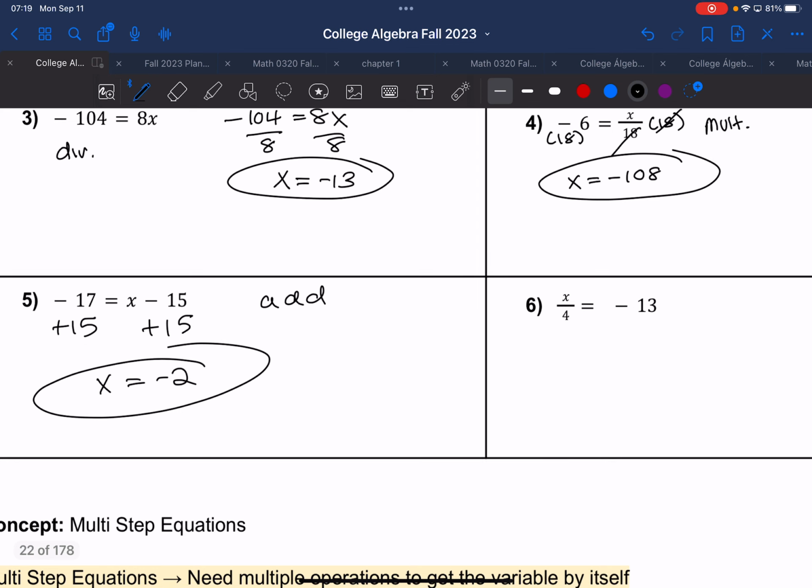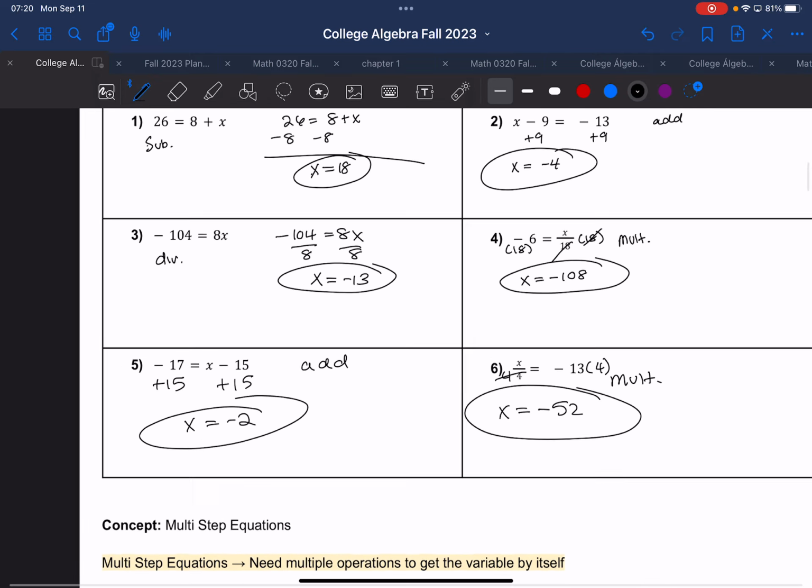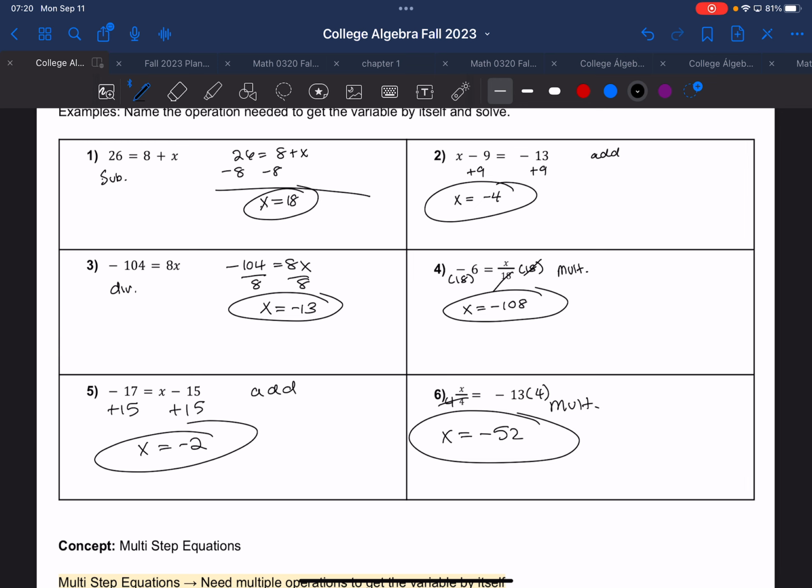And then lastly, what's the operation for 6? Multiply, and what are we multiplying? 4, because it's in the denominator. We want to get it canceled out, so we multiply both sides by 4. So we get x is equal to negative 52. Again, this concept is just seeing if you remember what operation we need to use to get x by itself.